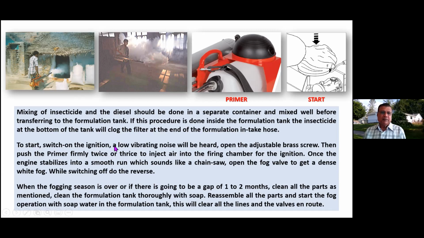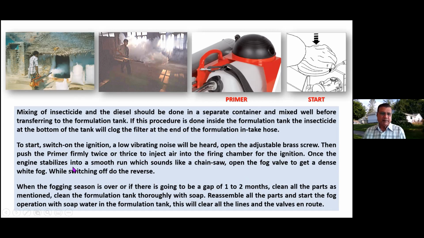To start, switch on the ignition. A low vibration will be heard. Open the adjustable brass screw. This is the primer and this is the brass screw. Then push the primer firmly twice or thrice to inject air into the firing chamber of the ignition.